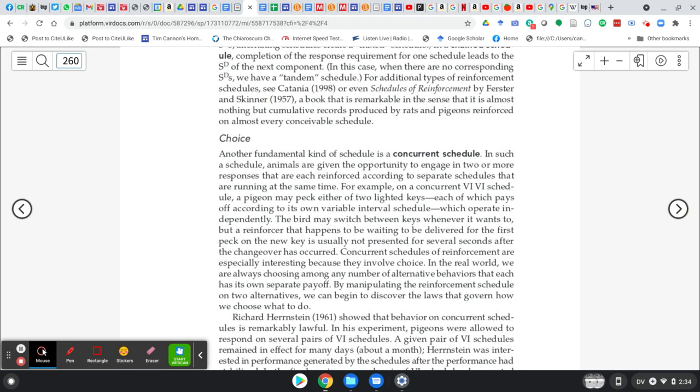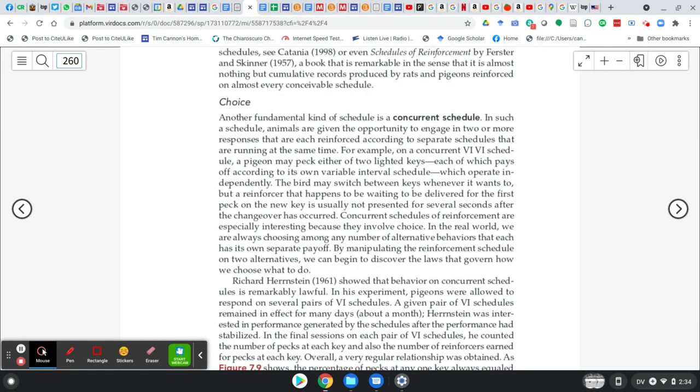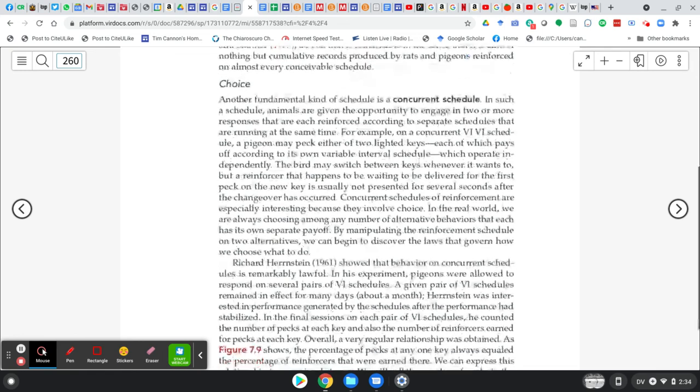Choice is very important, and you live in a world of choice. You're making choices all the time, like should I continue with this lecture or come back to it later? Concurrent schedules, very important. The book does an excellent discussion of them. And they often use VI schedules. Oh, there we go. Concurrent VI schedules.